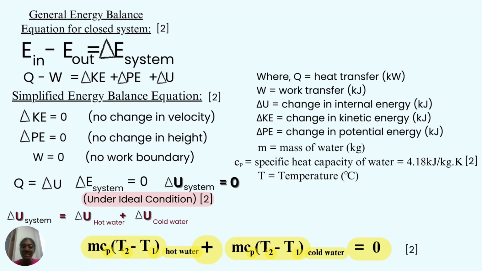This is the general energy balance equation for a closed system. Since there is no change in velocity, height, or boundary work, there will be no presence of kinetic energy, potential energy, and work. Since we assume ideal conditions, the difference in energy of the system is equal to 0. Thus, our final equation will be the addition of the internal energy of hot and cold water equals 0.